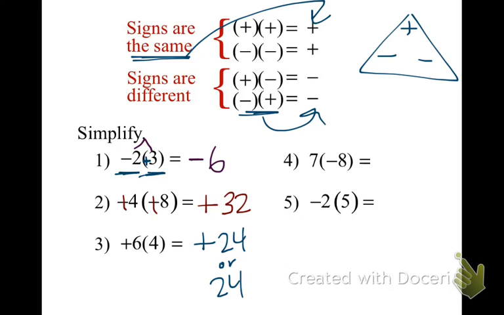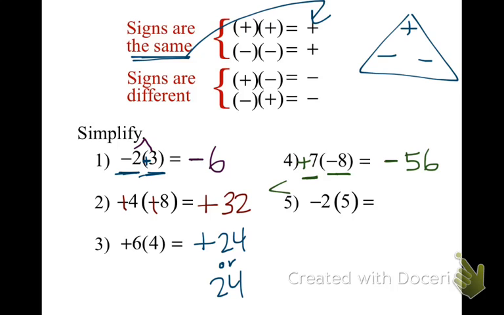Now, let's go and solve number 4. So, looking at number 4, once again, we have two different signs. We have a negative 8. Now, what's this 7? The 7 is technically a positive. So, it's a positive times a negative. It's always going to be a negative. So, I end up with a negative number. Then, what's 7 times 8? 7 times 8 is 56.